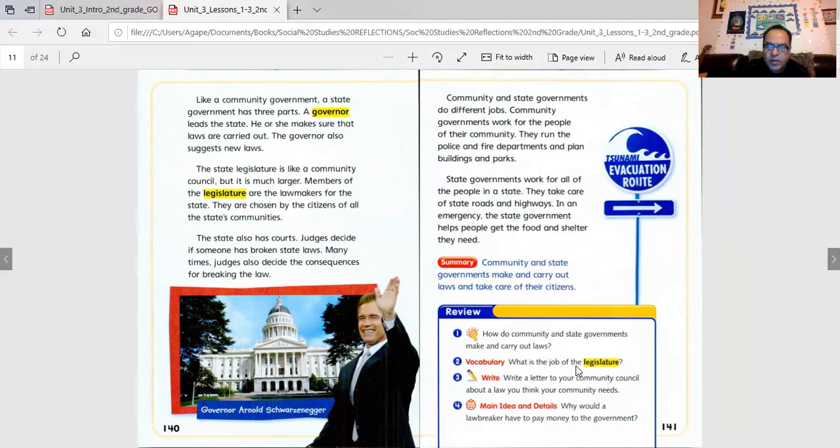What is the job of the legislature? What is this person's job? Next, write a letter to your community council about a law you think your community needs. Lastly, here's some main idea and details. Why would a lawbreaker have to pay money to the government? Why do you think? Think and ask your parents, ask a friend.